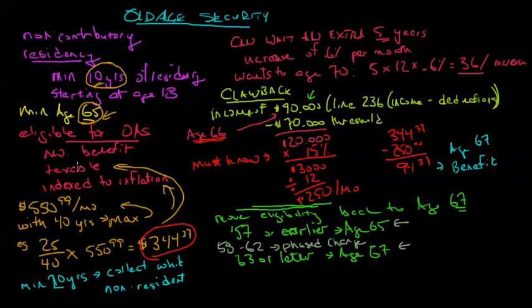But what they can do is they can wait an additional 2 years, wait until age 67. At age 67 now, they will have their 10 years of eligibility, and then they can apply for OAS. They won't get a huge benefit. They would have only, if we just look down to the bottom left here, they would have only 10 years of eligibility.